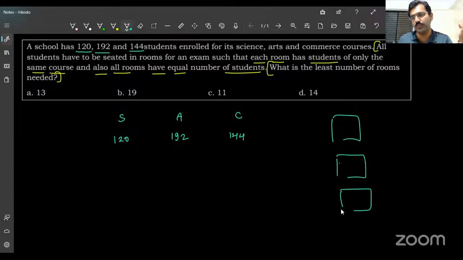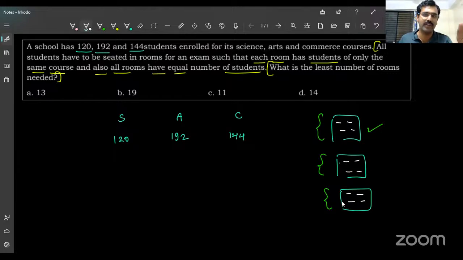If the number of rooms is going to be least, there is one more condition: in a room, students from only one stream can sit. So it could be either science, arts, or commerce. A room cannot have students from different streams. The second condition is the number of students in each room should be the same. So if there are 4 students in one room, every single room should have the same number of students. Now, how do we do this?